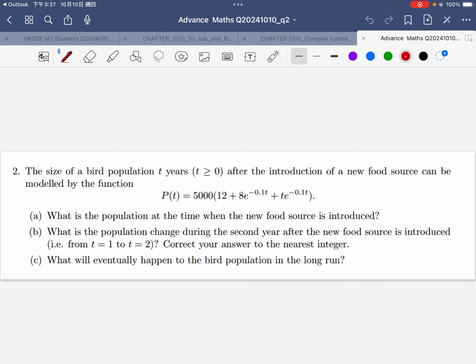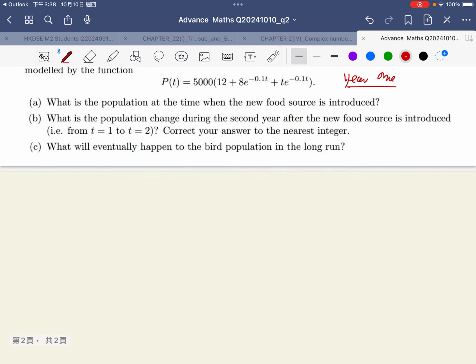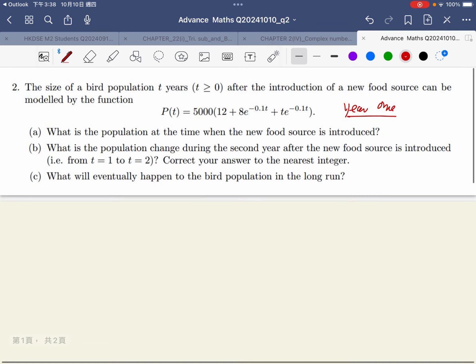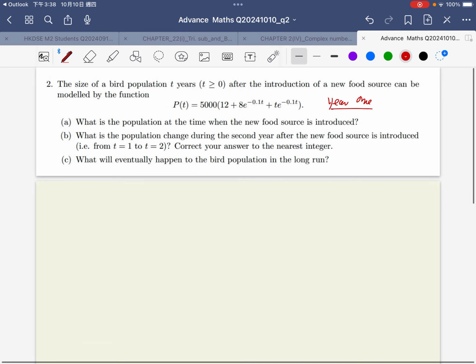This question is from a year one student. But I think it is actually quite similar to DSE M1, the subject of DSE M1. Therefore, I think you can treat this question as suitable for either a year one or an M1 student.